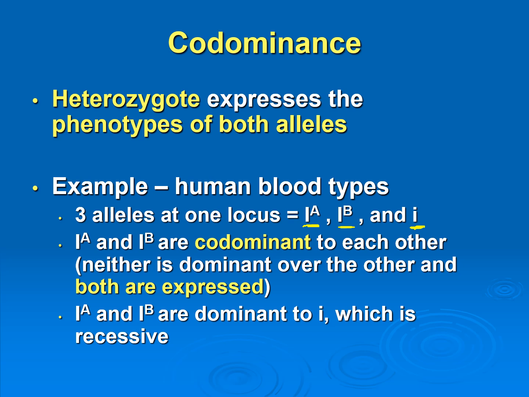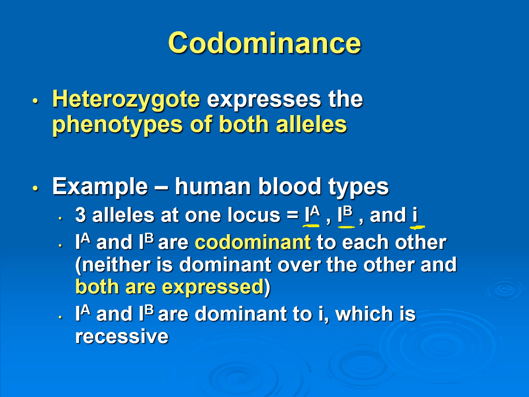Any one person, because you're diploid, can only have two of these alleles. You will never have all three, because that would mean you're triploid, with three copies of a chromosome, and you probably wouldn't be alive. So you're only diploid, and you can only have two of these alleles. But there are three in the population.